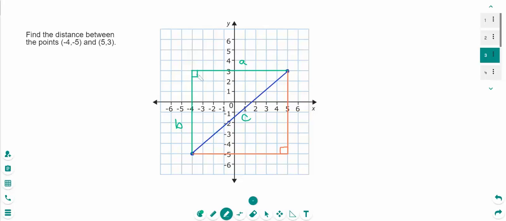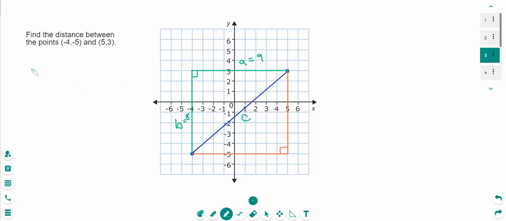Okay, now we can look at what are the lengths. So the A is 1, 2, 3, 4, 5, 6, 7, 8, 9. A is equal to 9. B is equal to 1, 2, 3, 4, 5, 6, 7, 8. So B is equal to 8. Okay? And now we have our two sides. We just need to find the hypotenuse side.